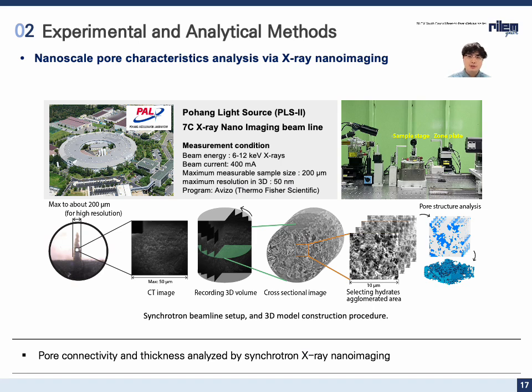And also, nanoscale pore structures were analyzed using synchrotron X-ray nanoimaging at the Pohang Light Source, PLS, and specifically at the 7C X-ray nanoimaging beamline. The maximum sample size was 200 micrometers, with a 3D resolution of up to 50 nanometers, and 3D reconstruction was carried out using the Avizo program. Through this setup, pore connectivity and pore thickness were quantitatively analyzed by processing XCT images and constructing cross-sectional 3D models of the microstructure.